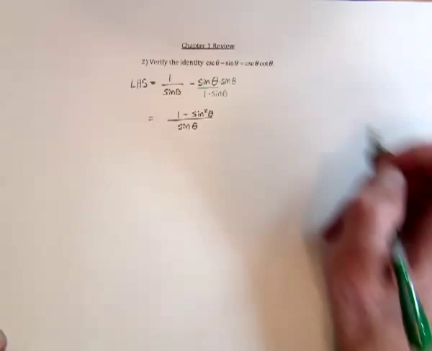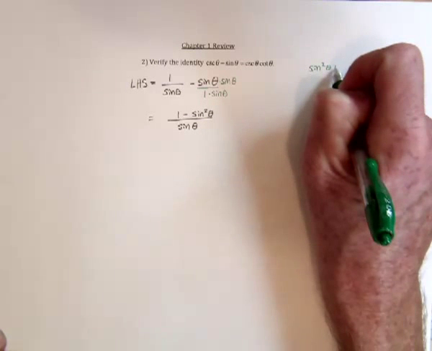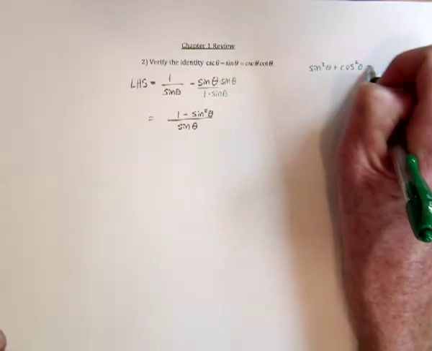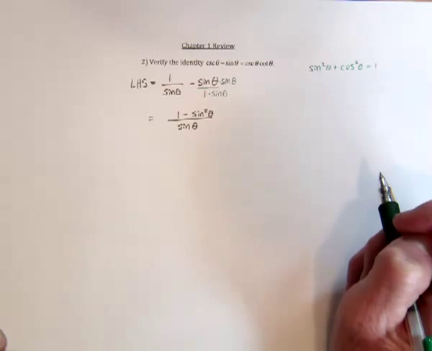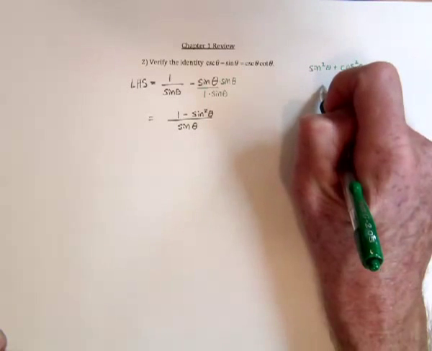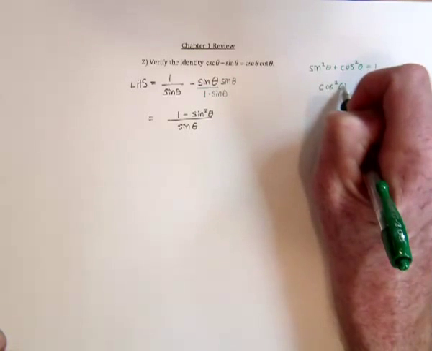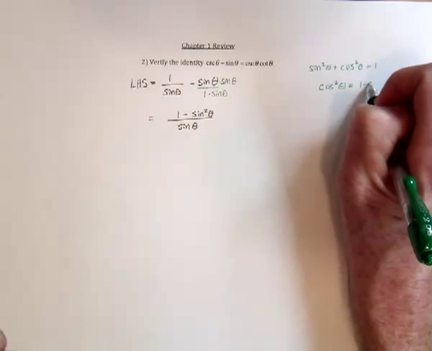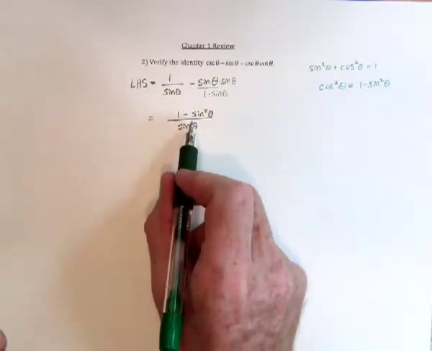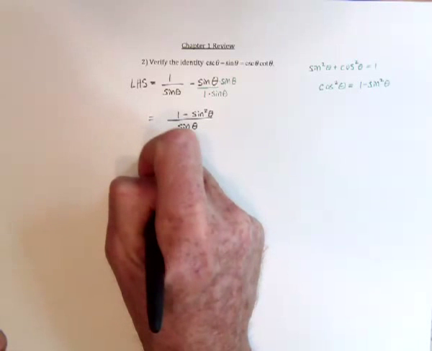And since it has sine squared, then I need to think about identities that have sine squared, like for example sine squared plus cosine squared equals 1. Or if I subtract sine squared from both sides, I would have cosine squared is equal to 1 minus sine squared. And so I can replace this 1 minus sine squared with cosine squared.